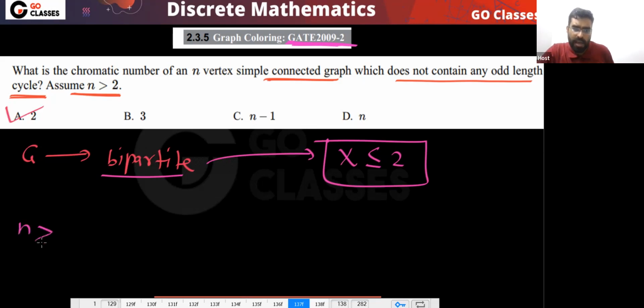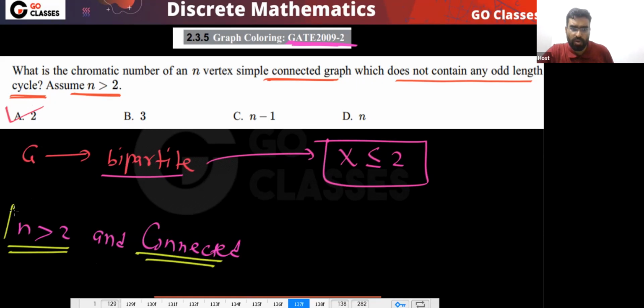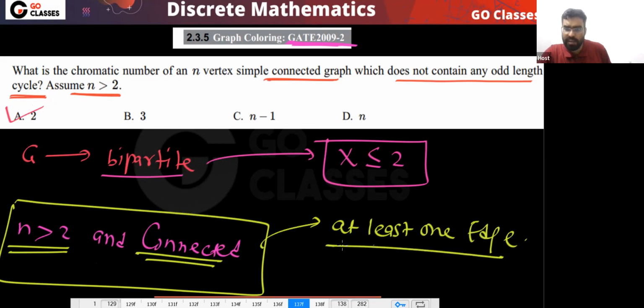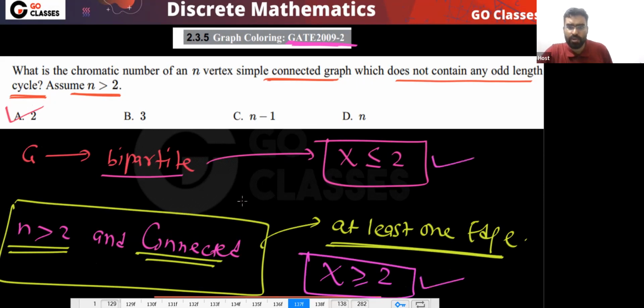Remember, n is greater than 2 and connected. These words are very important. Connected and greater than 2. These two things mean at least one edge. So that is the reason chromatic number will be greater than or equal to 2, and less than or equal to 2. So finally I can say chromatic number will be 2.